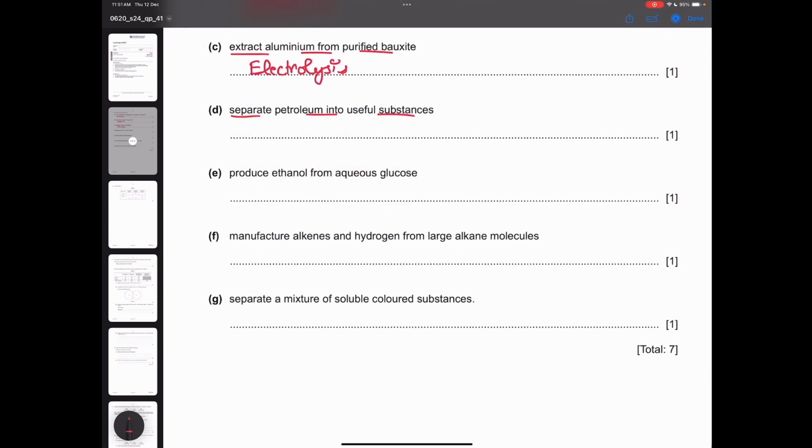Now, separate petroleum into useful substances. We know that petroleum gives us gasoline and petrol and diesel and bitumen. All these things we get from petroleum only. So, fractional distillation. Fractional distillation is what you need to write here.